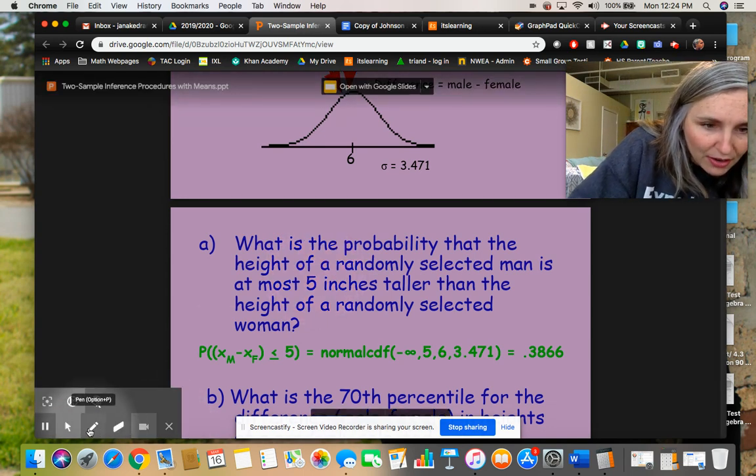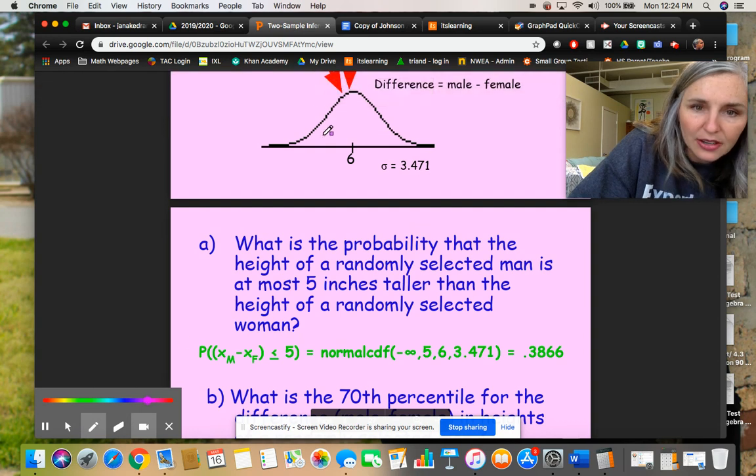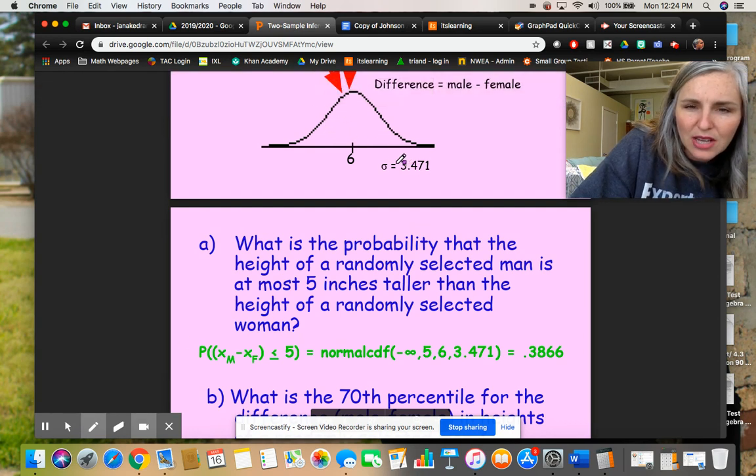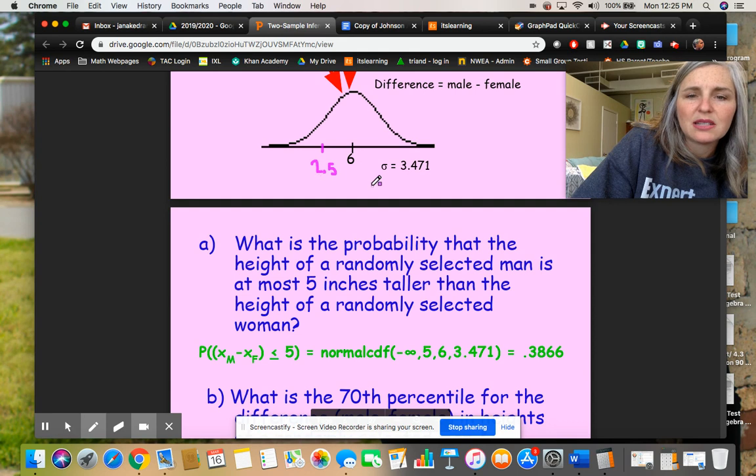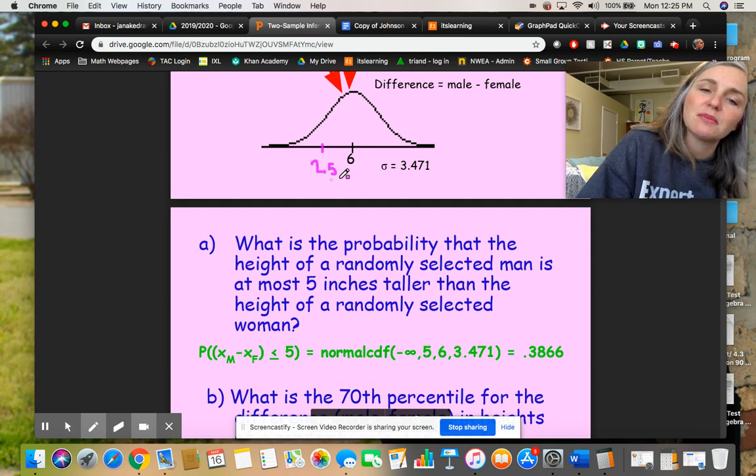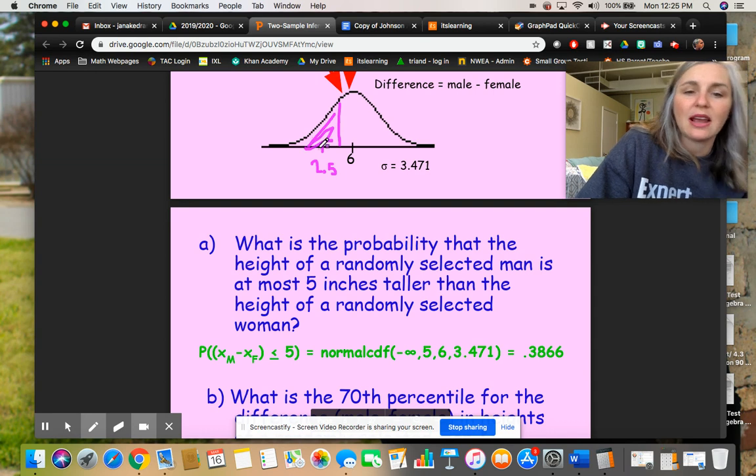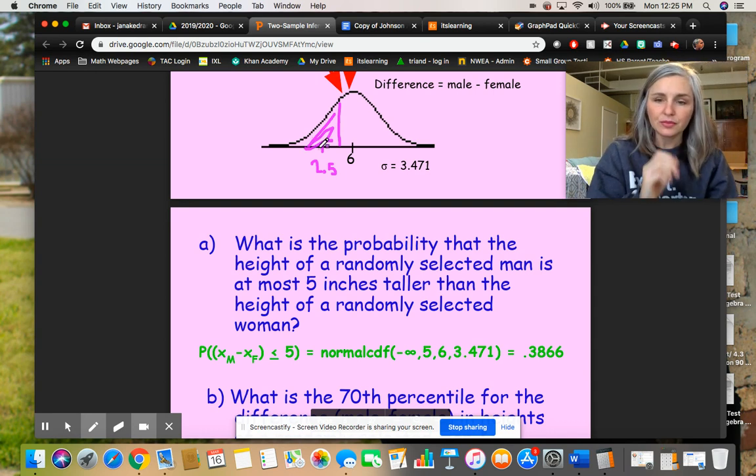So if I grab a color here, right, if my standard deviation is 3, then one standard deviation would be 2.5-ish. Now I'm just estimating, and I'm not doing a good job of writing either. 6 minus 3.471 is approximately 2.5, right? So 5 is going to be, like right here. And so I'm talking about this area right here.